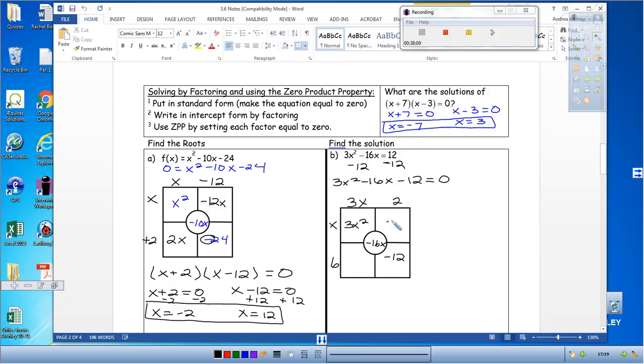So this would be 2x here. This would be 3x times 2, or sorry, just 18x. If I subtract them, will I get 16? Which one needs to be negative? 18 needs to be negative. The 2 needs to be positive. The negative 18 plus 2 is negative 16. So the 6 needs to be negative and the 2 needs to be positive.